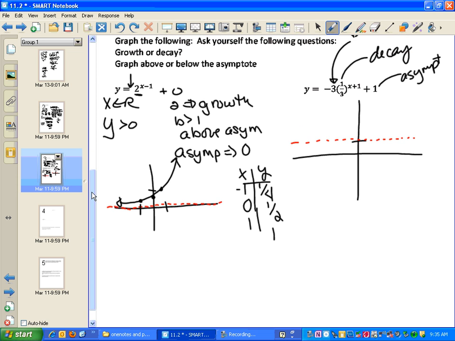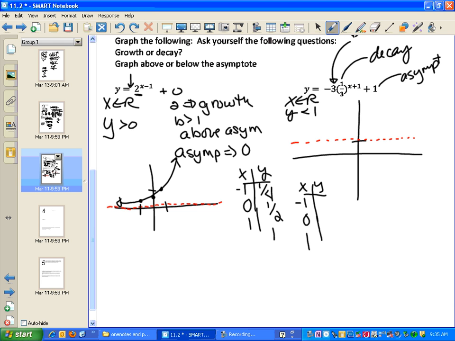Okay, what's my domain? X is an element of the reals. What do you think your range is going to be? Yep, because if we are below, we will be less than. Now we do a little XY chart to help us. We use a negative value like -1, a positive value, and 0.